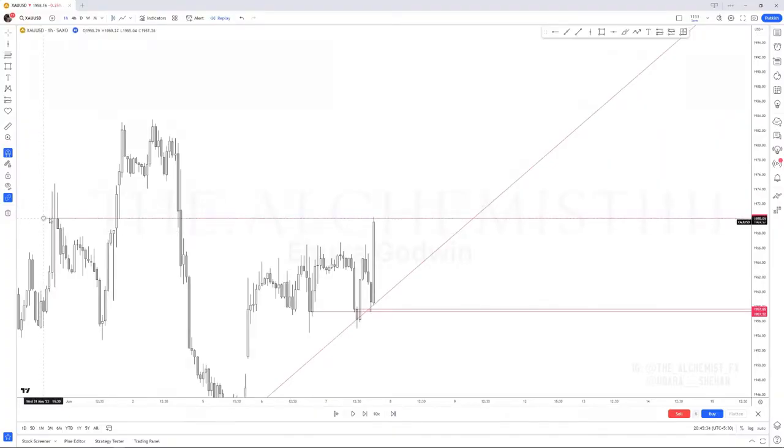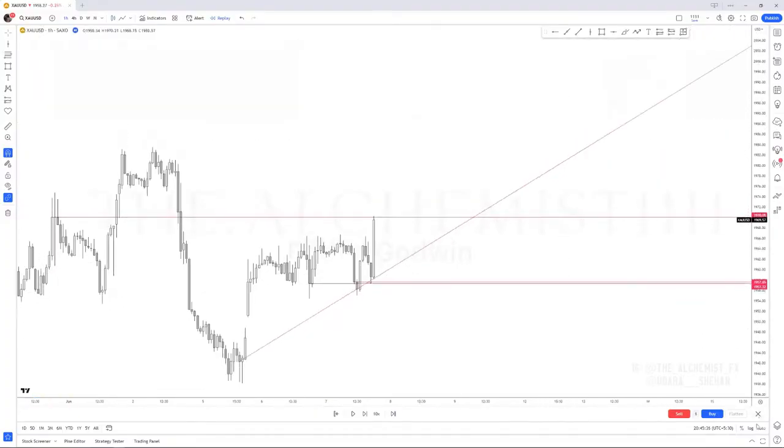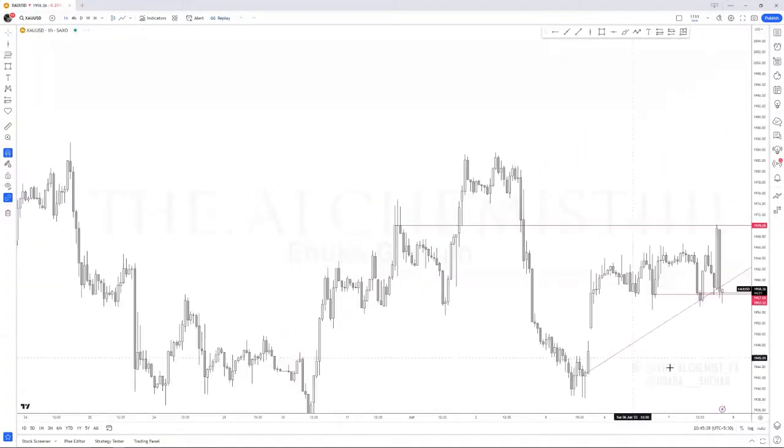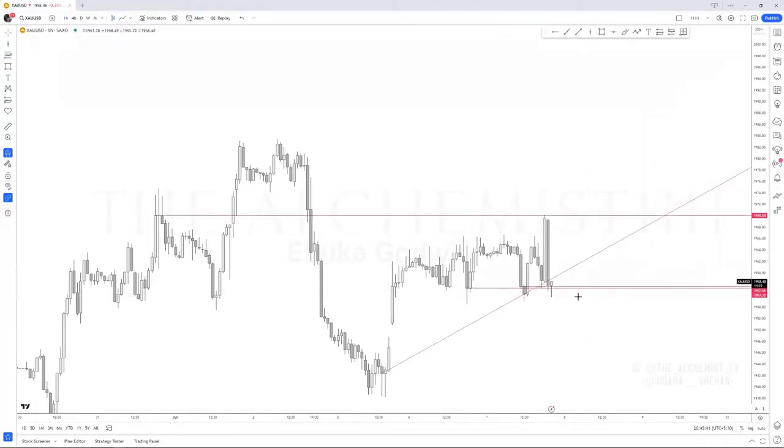We were selling it because weekly was still bearish. Okay, I'll explain all that later, but for now, let's focus on trend lines. This was just a little hint kind of thing.